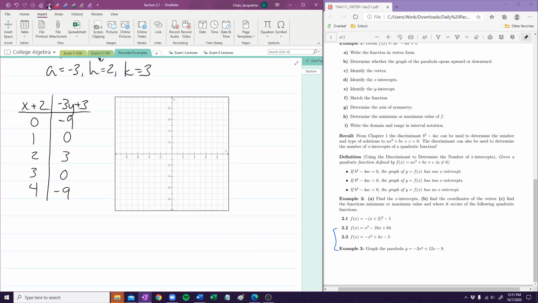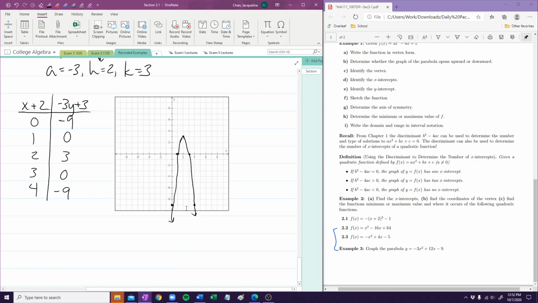Okay, so let's plot the points. I have 0, negative 9. Wait. Sorry, geez. 0, negative 9. 1, 0. 2, 3. 3, 0. And 4, negative 9. Oops. Okay, let me try that again.